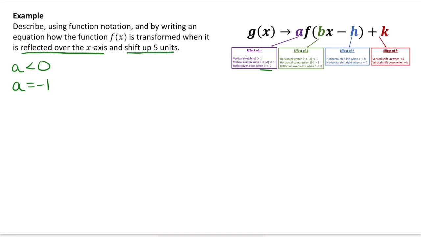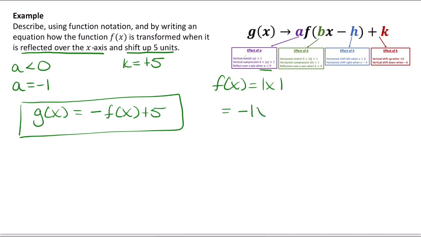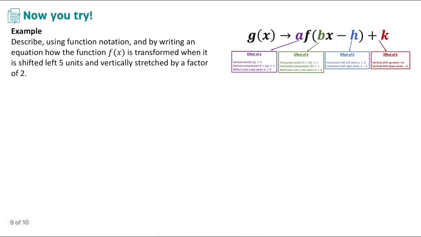Another change we have is shifted up 5 units, okay? So up 5 means that k equals +5. So if I was going to write this using a function rule, I would say that g of x equals negative f of x and then +5, right? So that would be the transformed function. So I can also write this because we're talking about absolute values, right? Remember, f of x is equal to the absolute value of x. So I can write this as negative absolute value of x and then +5. Right? So that's going to be our transformed function. So now you can go ahead and pause the video and try doing this one on your own.